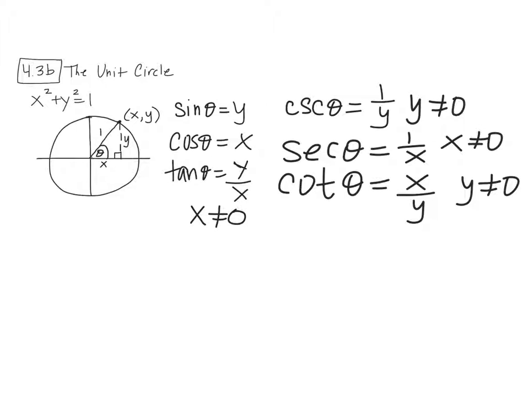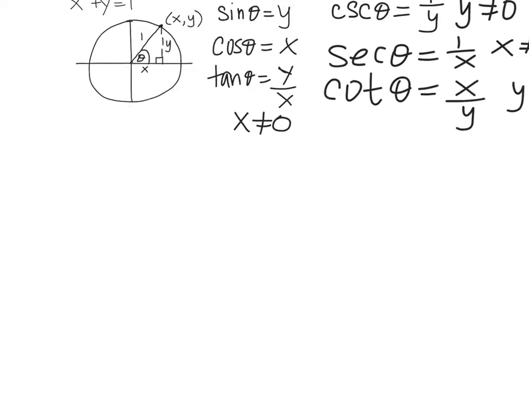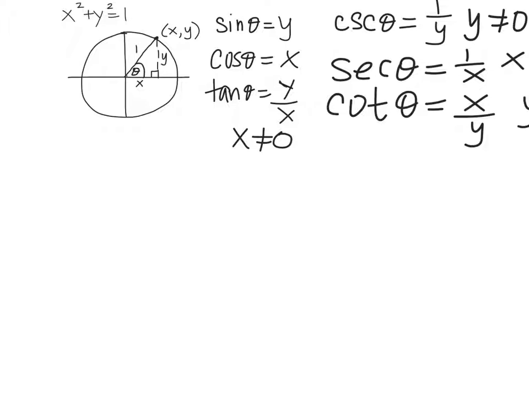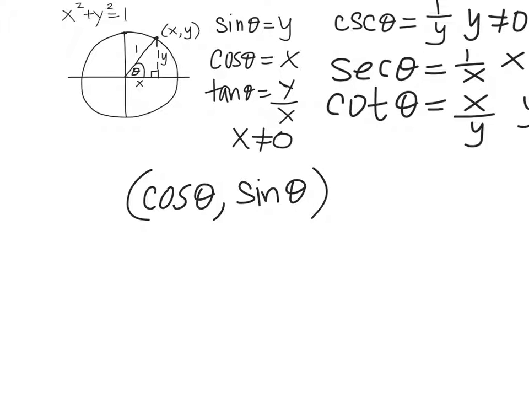So basically, if you have a point on the unit circle, then if you take the sine of that angle, you will get the y value out on that circle. So let's write that down real quick. So our points on the unit circle are going to be cosine of theta, sine of theta. Okay. On the unit circle, x, y.